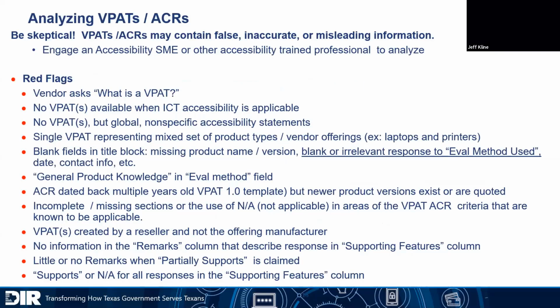Now, when you're analyzing VPATs and ACRs, I'm not sure whether you got the gist of that by the manner of my discussion, but be skeptical. They can contain false, inaccurate, or misleading information, and that's why it's important to engage an accessibility SME or other trained accessibility professional to analyze those. So this is by all means not meant to be fully inclusive, but when you're looking at these VPATs, these are some of the red flags that I generally see that make the antenna go up on the back of my head.